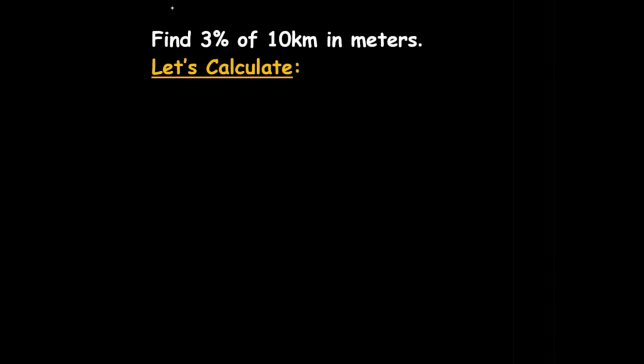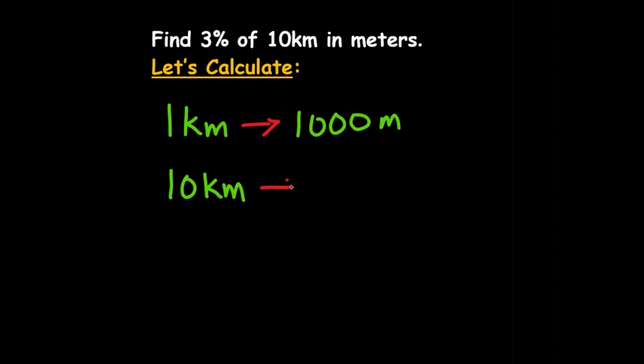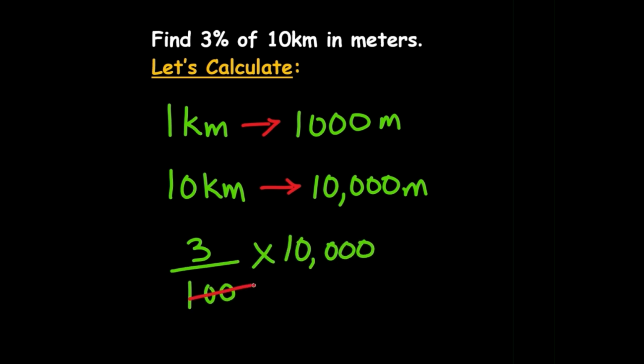How to find 3% of 10 kilometers in meters. We know that 1 kilometer equals 1,000 meters. So 10 kilometers is 10,000 meters. To find 3% of 10,000 meters, 3 divided by 100 times 10,000.